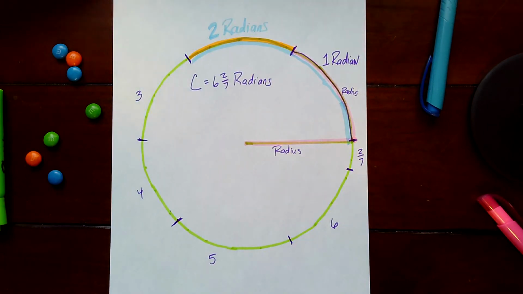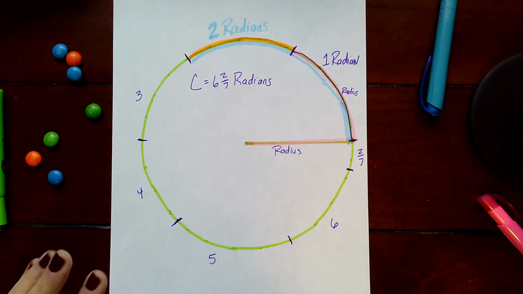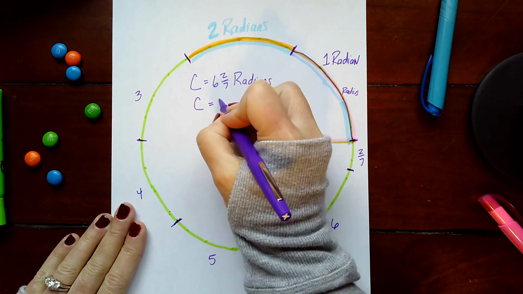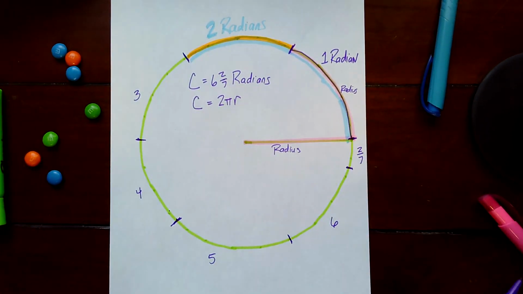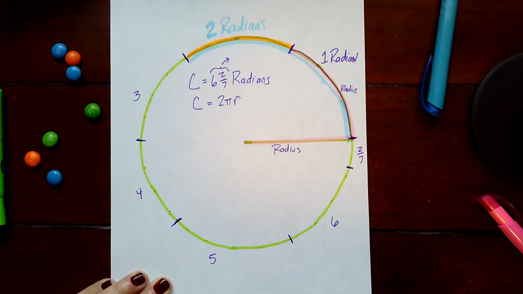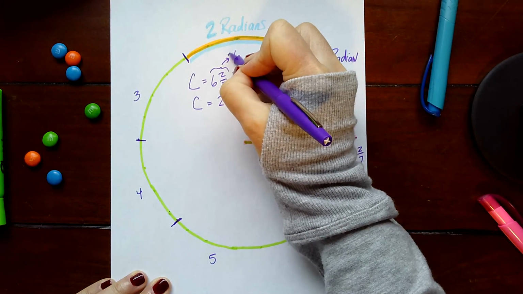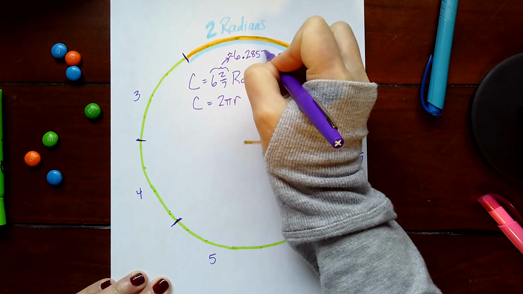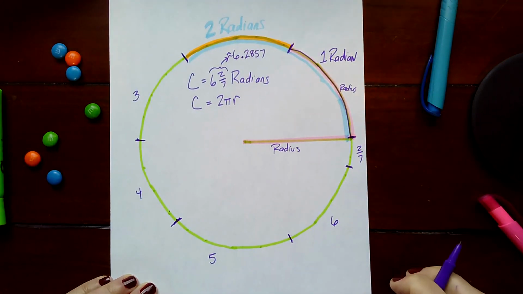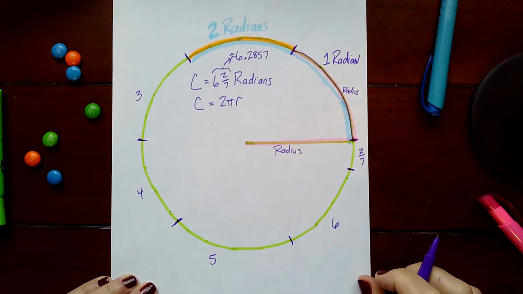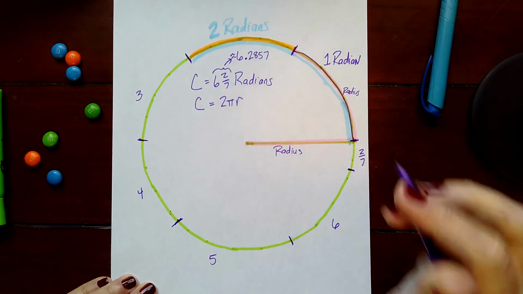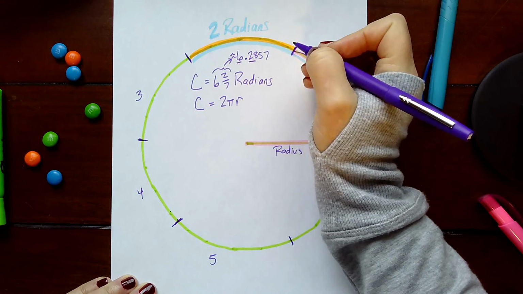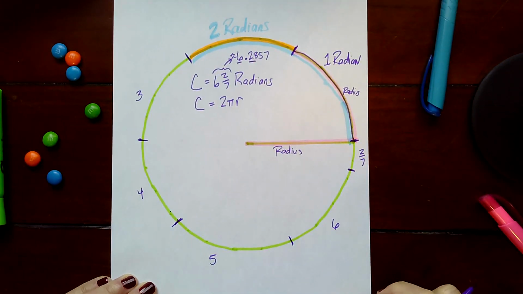Now I want you to think about what we know about circumference in geometry. We know the formula for circumference is 2 pi r, where r is the radius. Now, what do we know about the number 6 2/7? If you put 6 2/7 into your calculator, you're going to get approximately 6.2857, because now I'm rounding. So it's approximately 6.2857 radians around a circle. Really that's 6 times and then about another 28 to 29% around the circle.